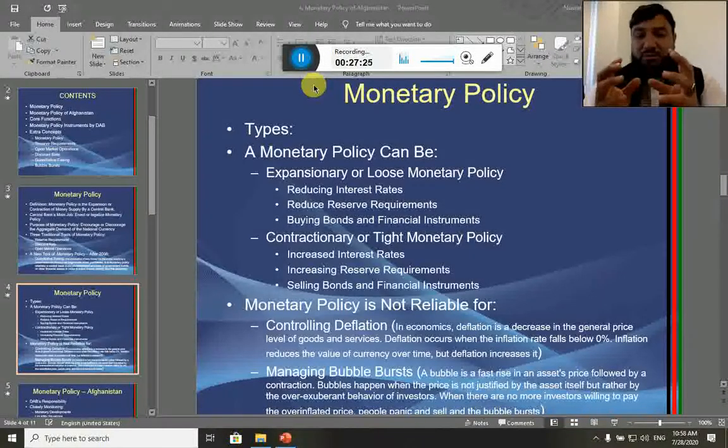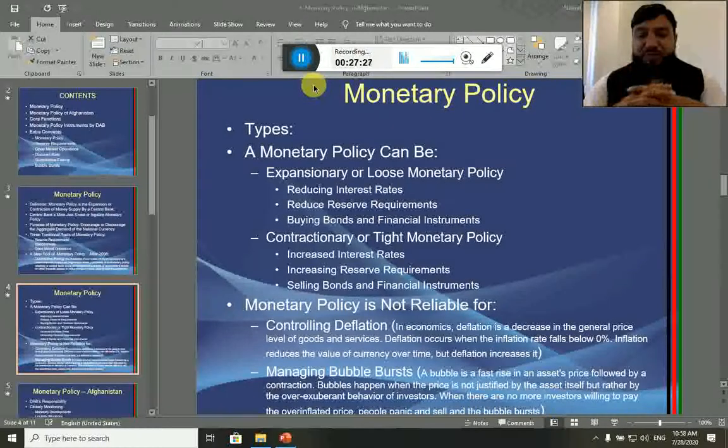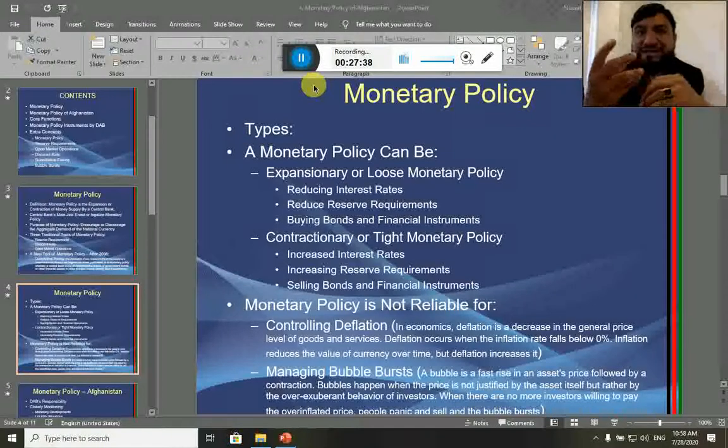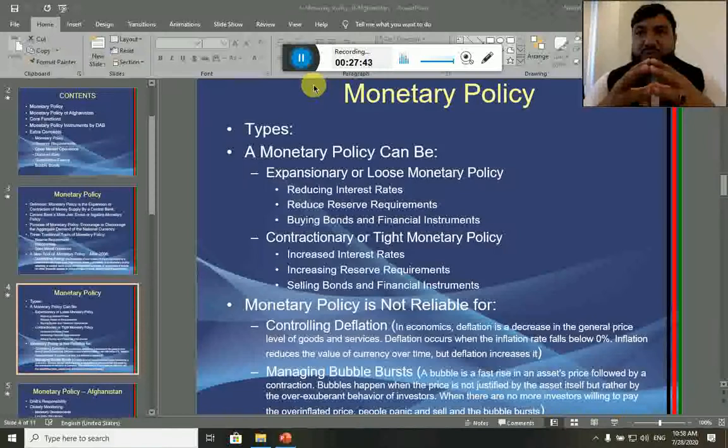When a bubble bursts, most of the people lose their jobs and the economy collapses. Bubble bursts happen when the price is not justified by the asset itself, meaning the price of an asset is more than its intrinsic or real value. We call that a bubble. When such situations happen, it should come back to its original value. So for sure, when something is given more value, it has to come back to its original value. So it means it has to burst.